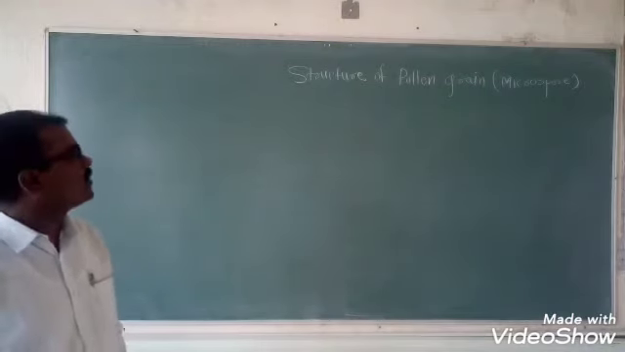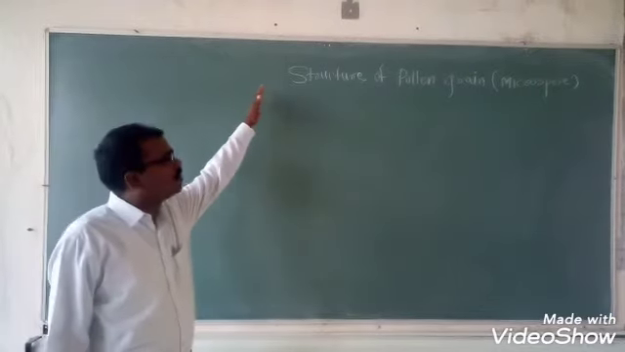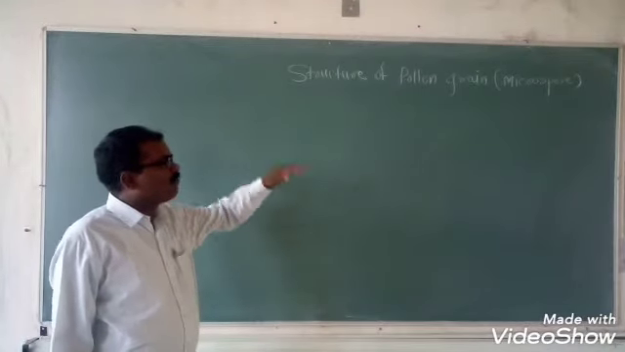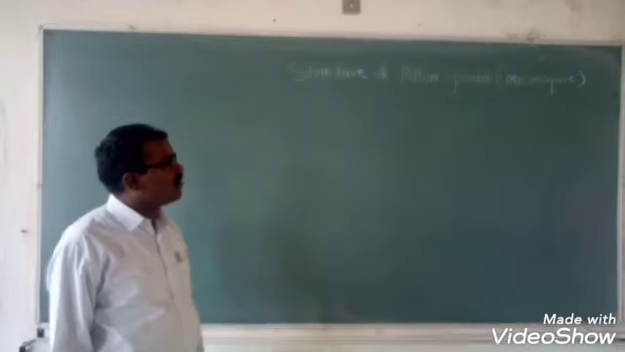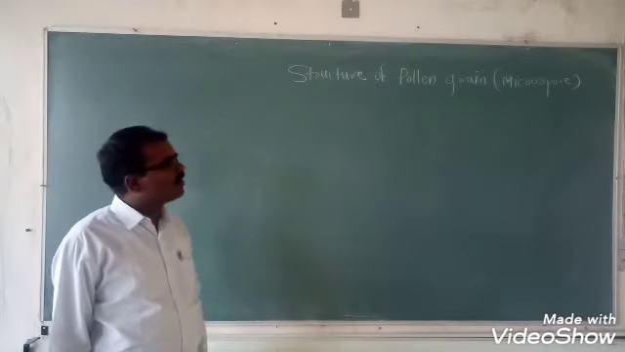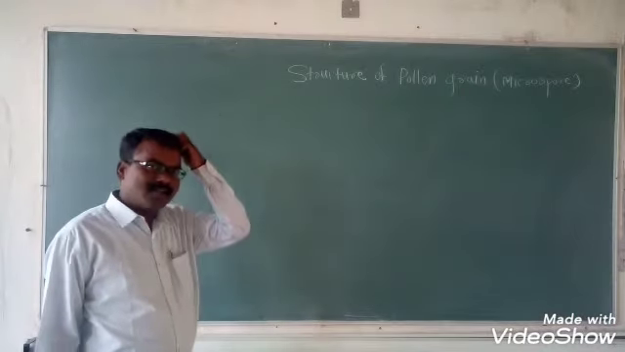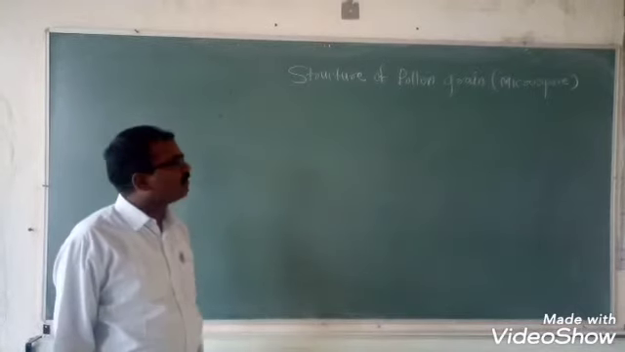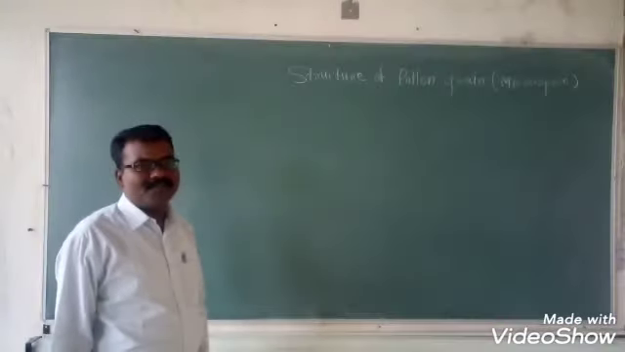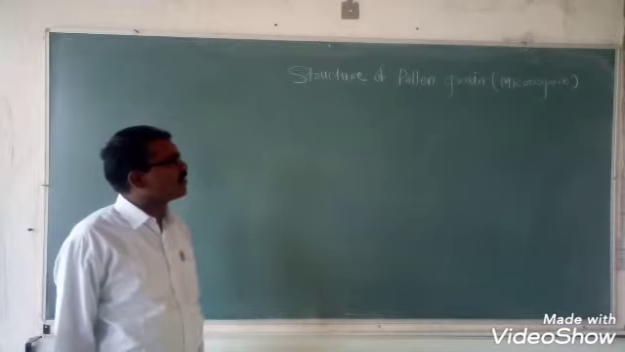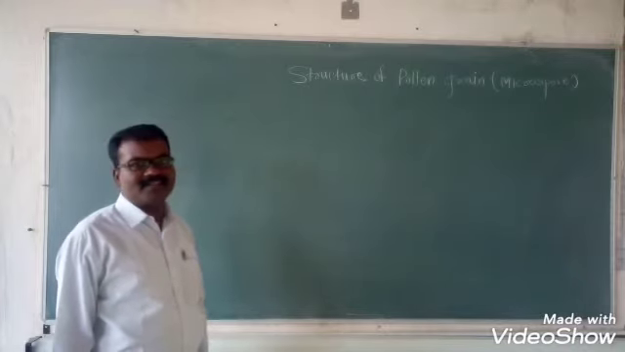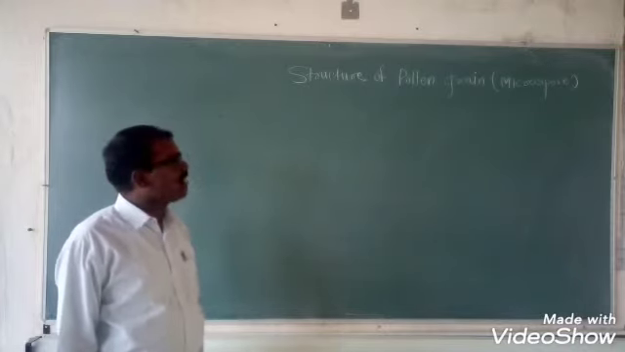Today we are going to study the structure of pollen grain. Pollen grain is also called microspores. Pollen grains are formed in the anther after meiosis, and the anther gets dehisced and release of pollen grains takes place.